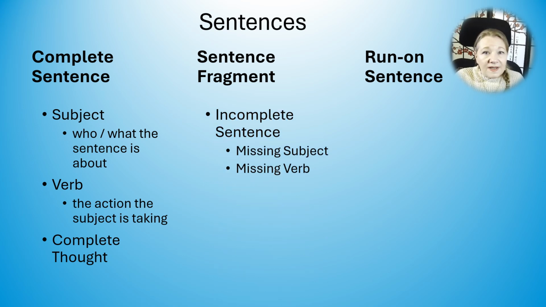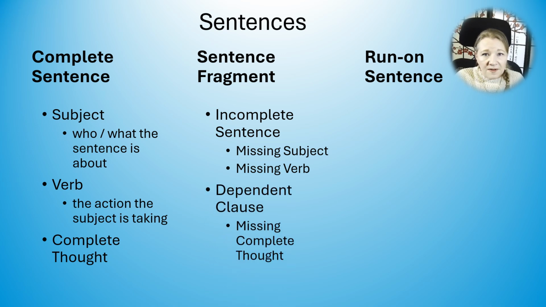Well, there are also sentence fragments, and there are two types of sentence fragments. One of them is the incomplete sentence, and this is a sentence missing the subject or the verb. Another type of sentence fragment is the dependent clause. The dependent clause has a subject and has a verb, but it's missing a complete thought.